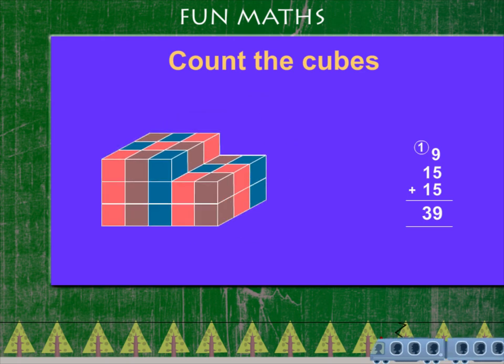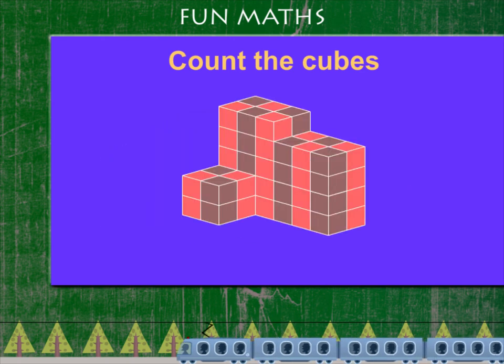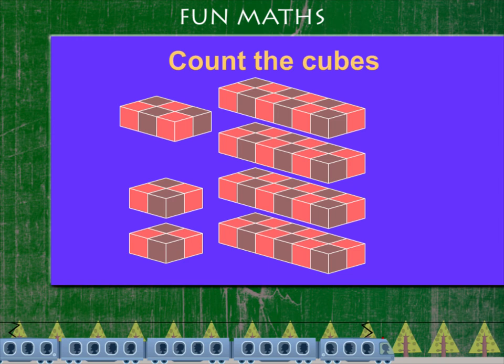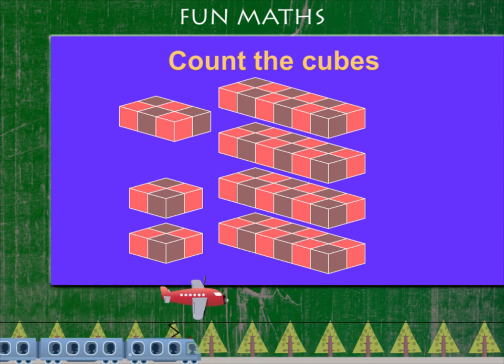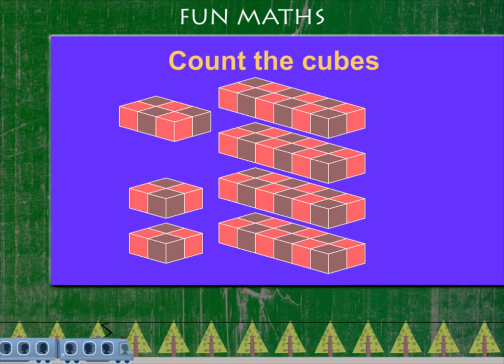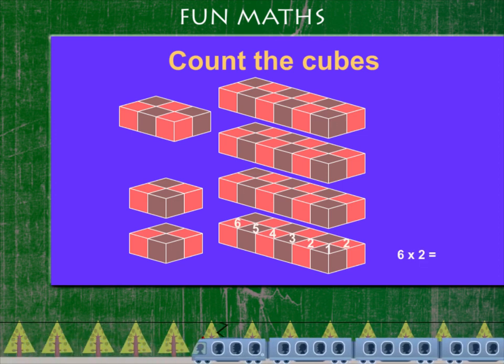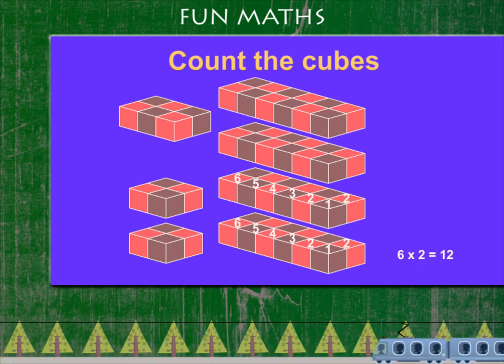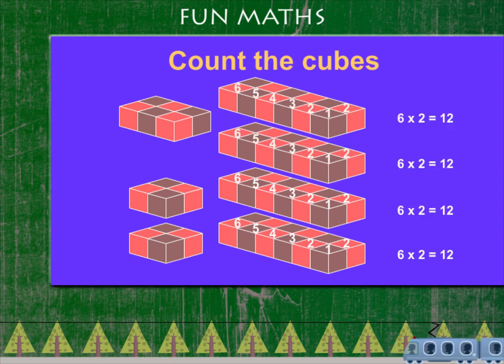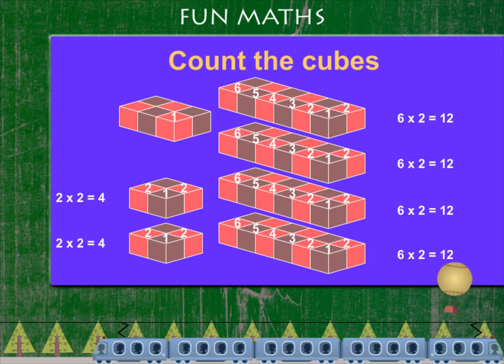Here is another pack of cubes. Separate the layers. 5 layers and 2 layers is 7 layers. Count, it's 6 into 2 is equal to 12 cubes. There are 4 such layers. The next are 2 layers of 4 cubes and 1 layer of 6 cubes.